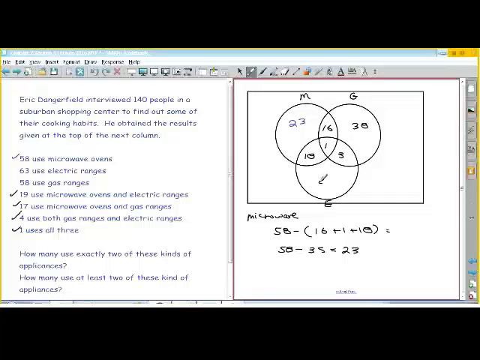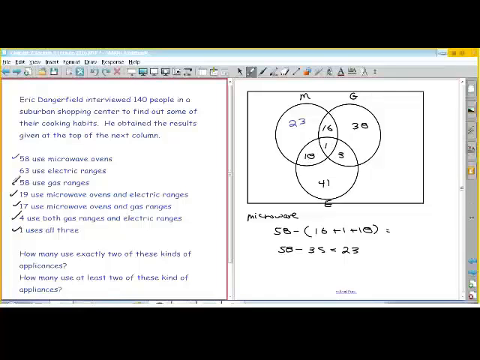Okay, Mackenzie, what'd you get? 41. So we'll add those up. 44, 45, 55, 63. So that's right.